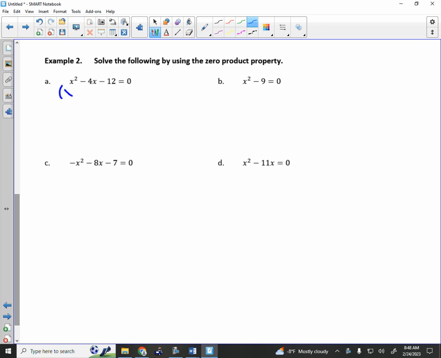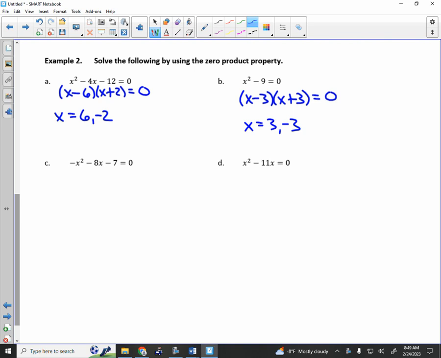Okay, the first one should factor to x minus 6 times x plus 2. So your solutions are positive 6 and negative 2. Questions on the first one? Your second one factors to x minus 3 times x plus 3. So your solutions are positive 3 and negative 3.